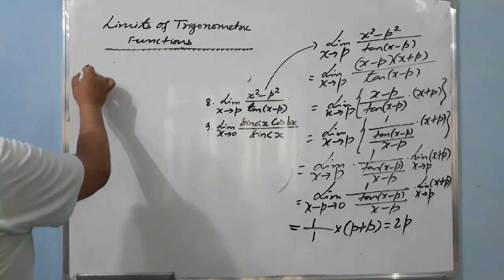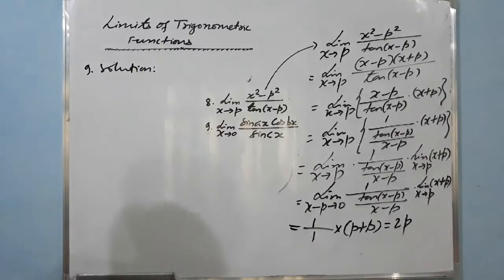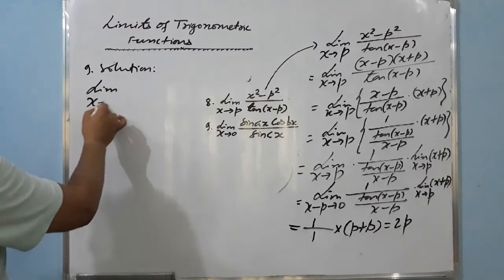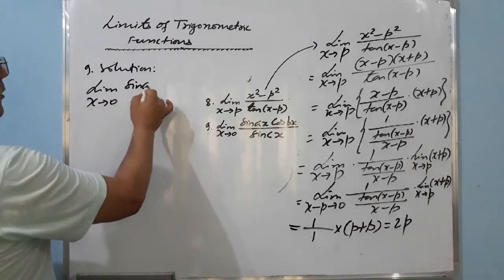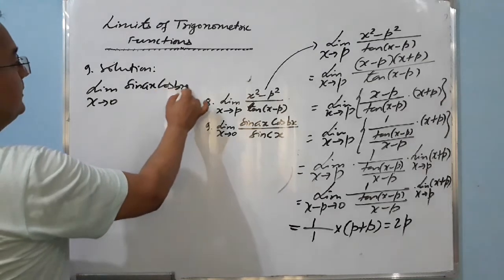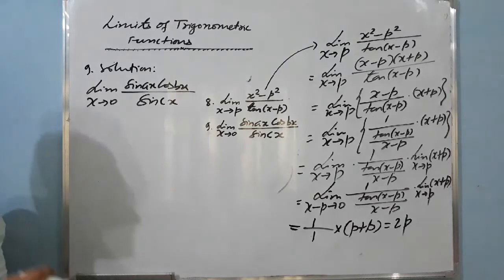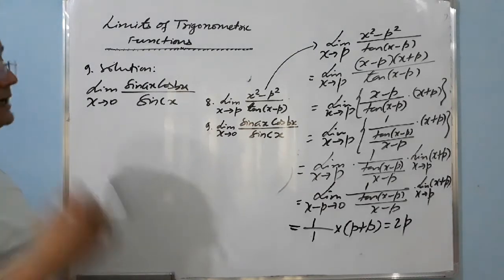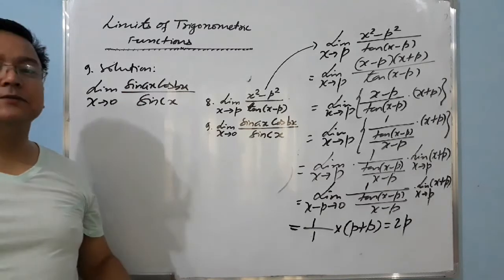Mm, number 9 solution. Well, limit as x tends to 0 of sine of ax cos of bx upon sine of cx. And one thing you have to keep in mind: we have to make arrangements to get the formula, the theorem, only for sine, not cos, okay, right?